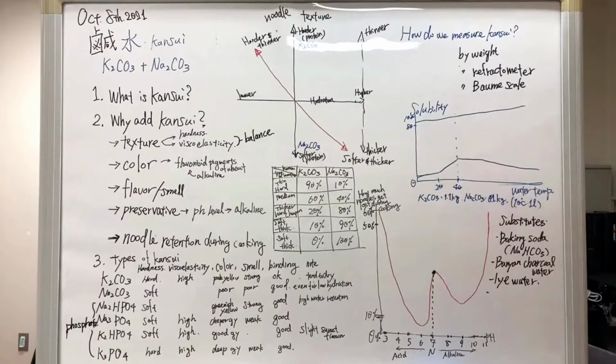Kansui was accidentally found hundreds of years ago in China, in the region closer to Mongolia, in the northern part. There is said to be a lake called Khan Lake, a kind of salt lake, so the water is salty.